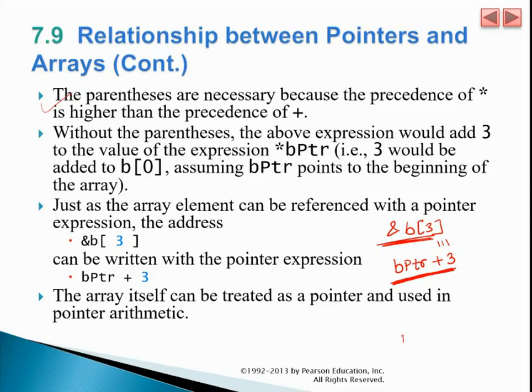BPTR is a pointer which will store a memory location. Suppose 3000 is stored, and I am incrementing this value by 3, so it will get incremented by 12, for obvious reasons. So 3012 will be stored in this location, and this is actually equivalent to the address of B[3]. So to get the address of B[3], use either this or this.